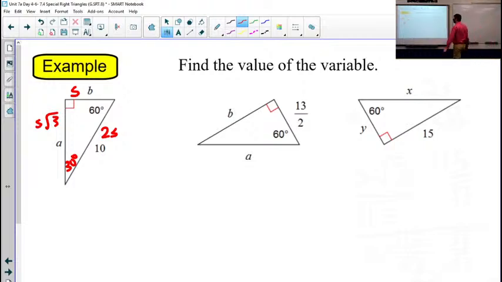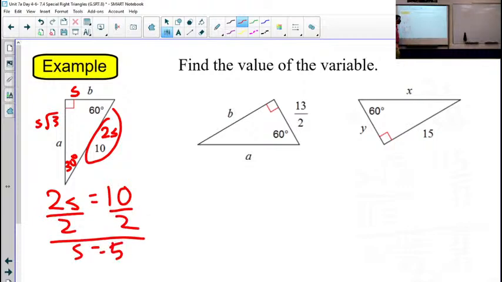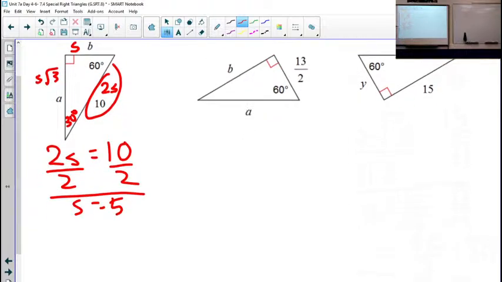So then we are going to circle here's the one we're given. We're given this as 10. So what did we label that as? We labeled that as 2S. 2S is 10. So we set those equal to each other and solve the equation. S is 5. So that is my short leg. My short leg was B, so that's 5.